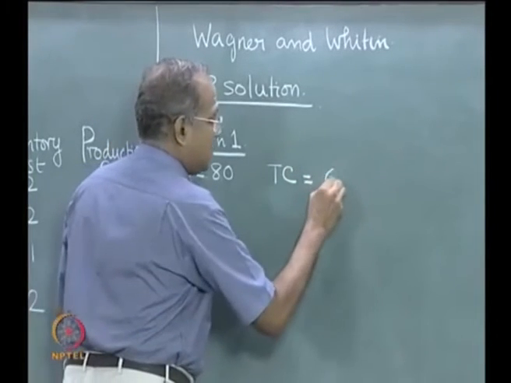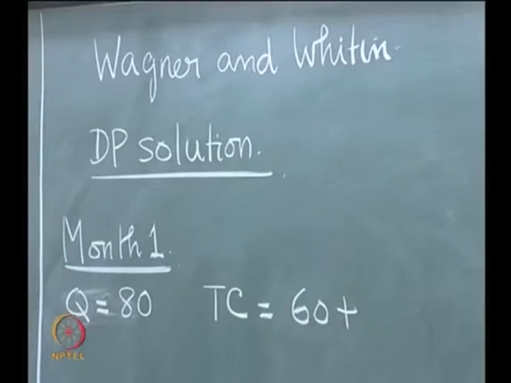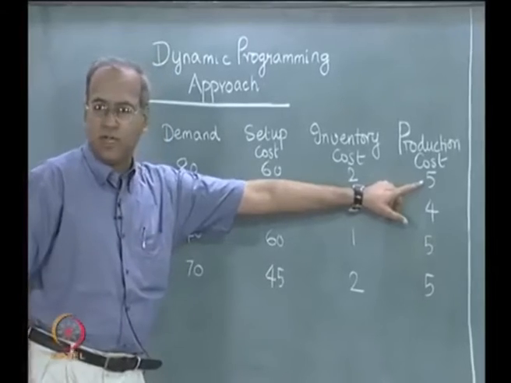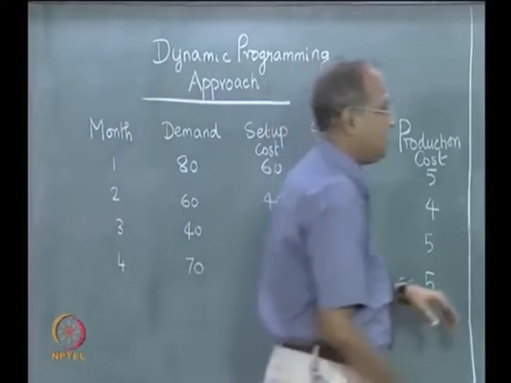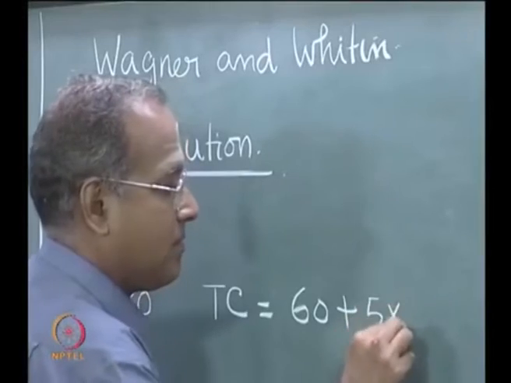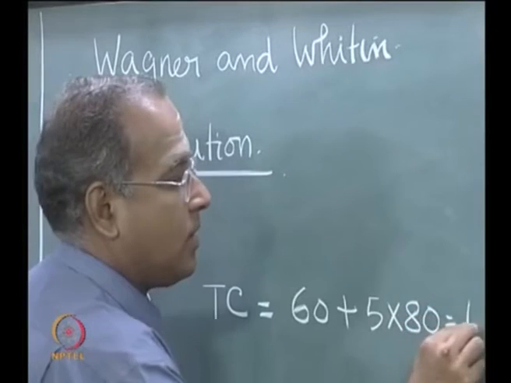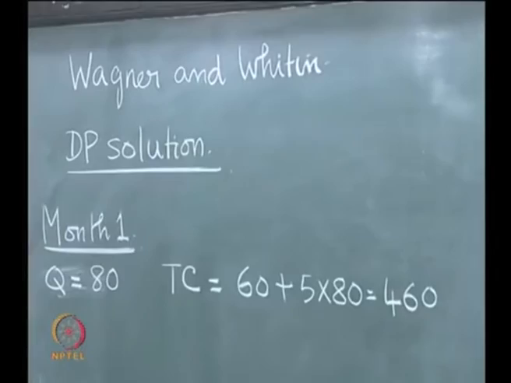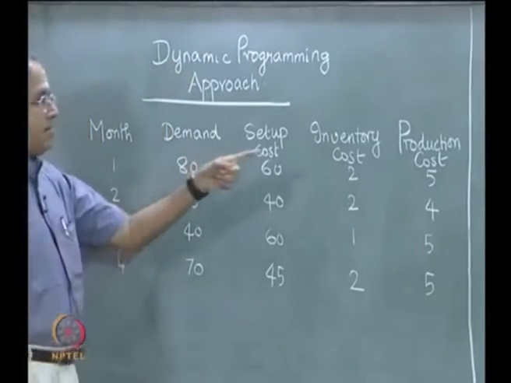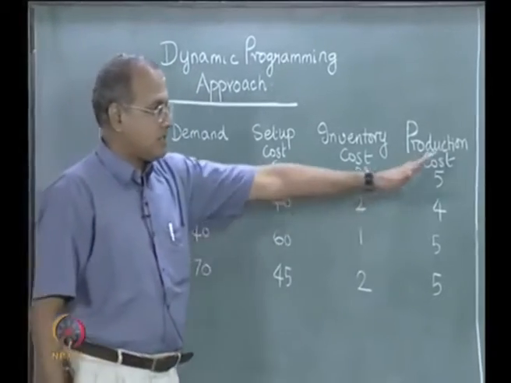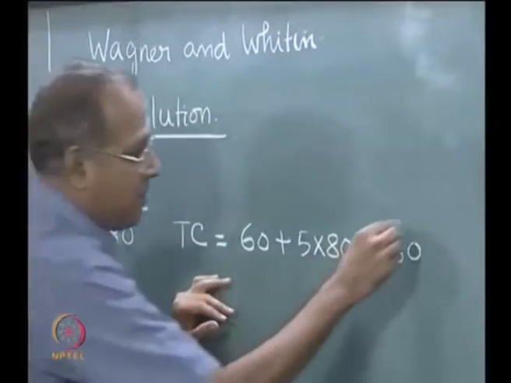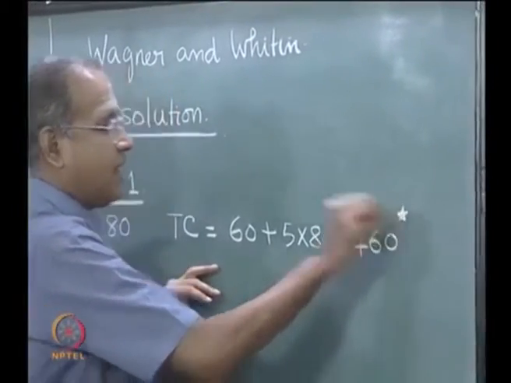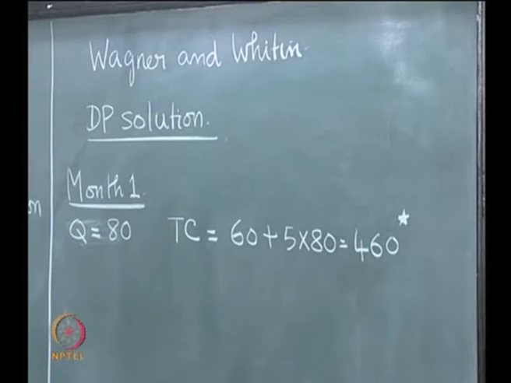total cost is equal to setup cost of 60, which is to be incurred, plus production cost of 5 into 80, equal to 460. There is no inventory that is carried, because demand is 80, production is also 80. There is only one way to do it, which is the optimal way. So, we just put a star indicating that this is the best way to produce and meet the demand of the first month. Now, we go to demand of month 2.